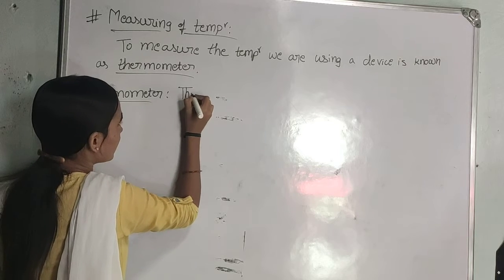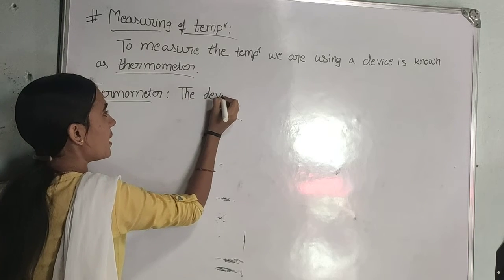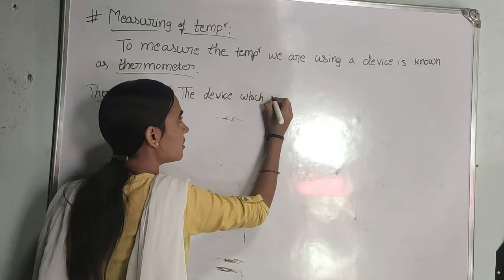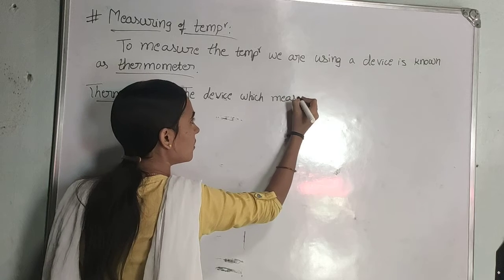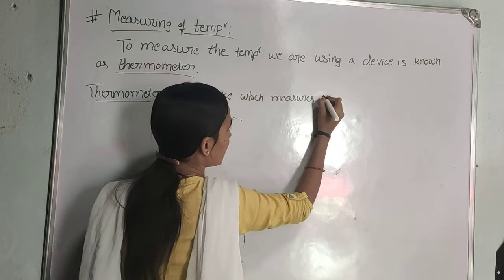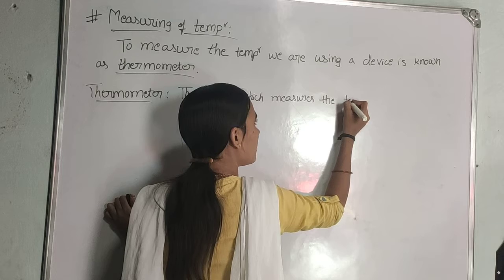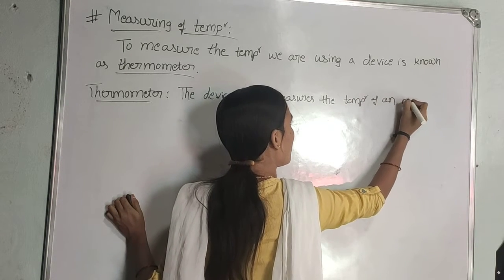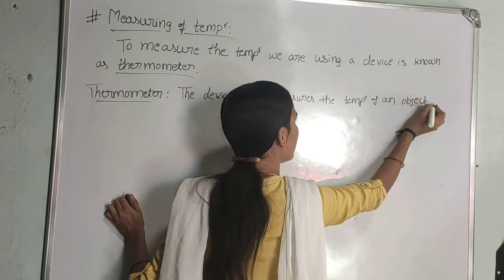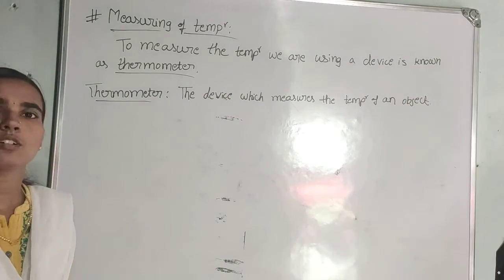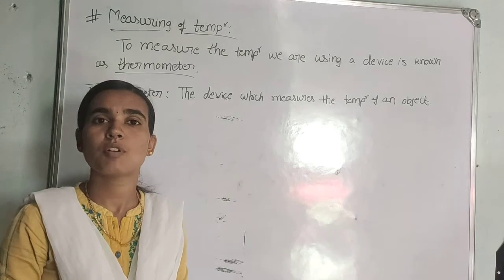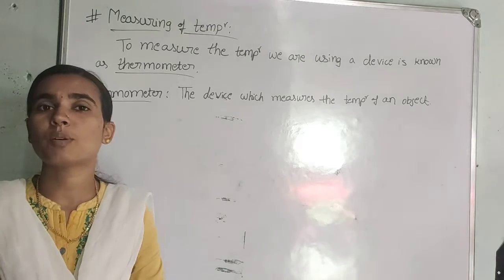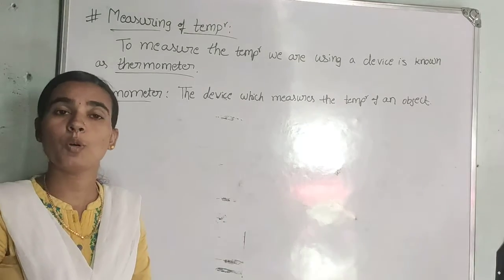The device or instrument which measures the temperature of an object. That object may be in a solid state, liquid state, or in a gaseous state. Any state of matter you can consider. To measure the temperature of all types of matter, we are using a thermometer.